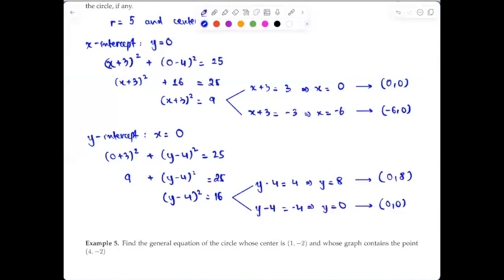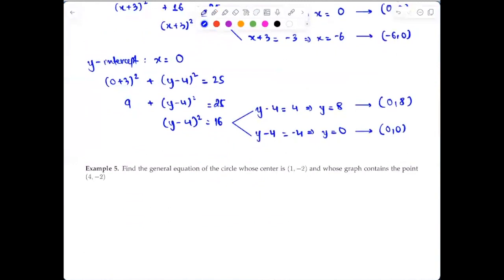Now, moving on to example 5. Find the general equation of the circle whose center is 1, -2, and whose graph contains the point 4, -2. So the point 4, -2 is on the graph of the circle. All right. So what do you need to do here? You are given the point, and you need to find the radius. All right, can you find the radius for me, please?